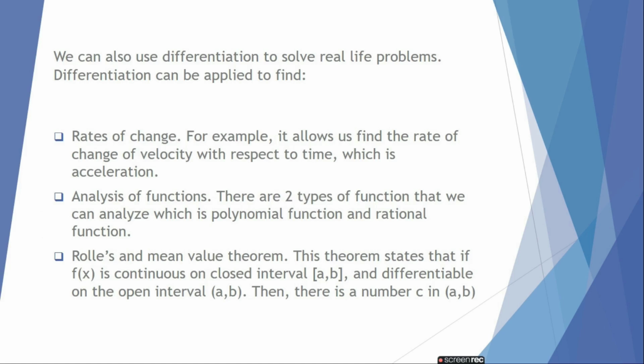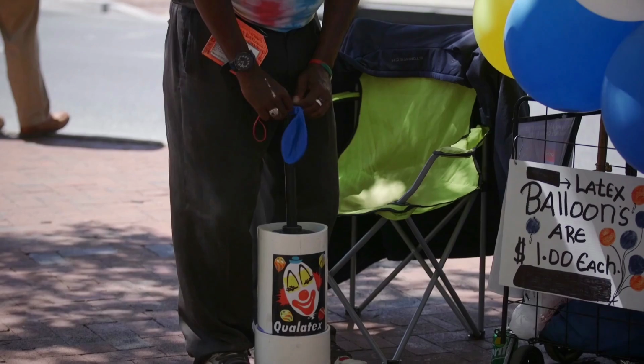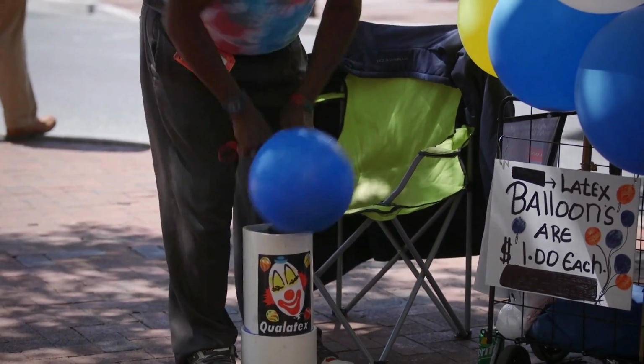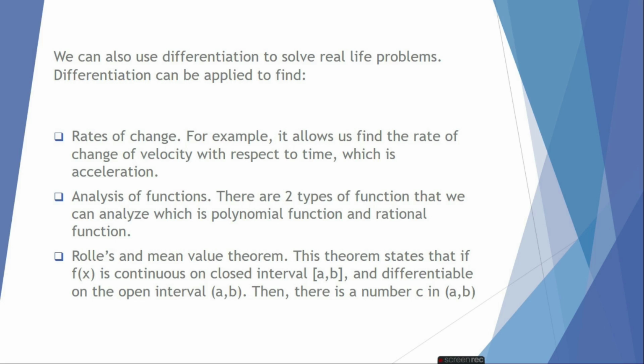We can also use differentiation to solve real-life problems. Differentiation can be applied to find related rates. Related rates problems involve finding the rate at which a quantity changes by relating that quantity to other quantities whose rates of change are known. The rate of change is usually with respect to time. For example, assume that air is being pumped into a spherical balloon at a rate of 5 cm³ per minute. We can determine the rate at which the radius of the balloon is increasing when the diameter of the balloon is 20 cm.